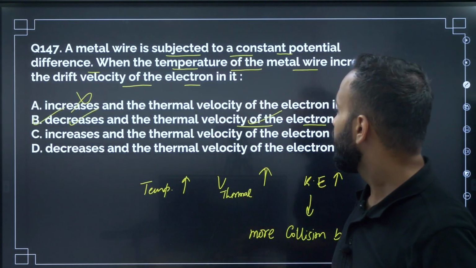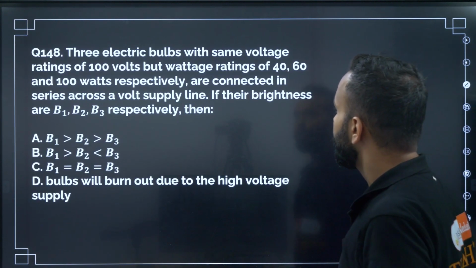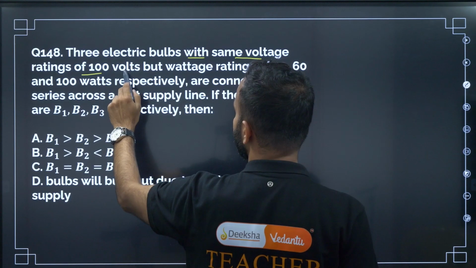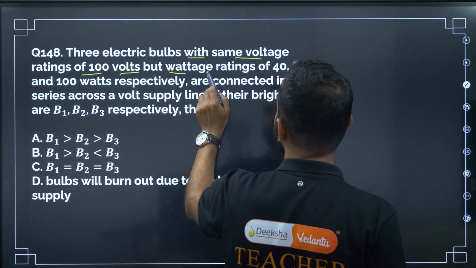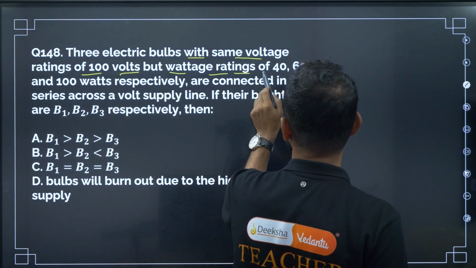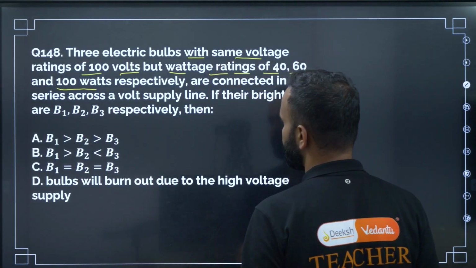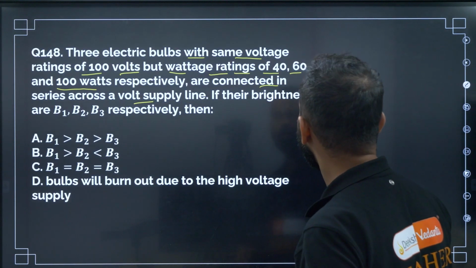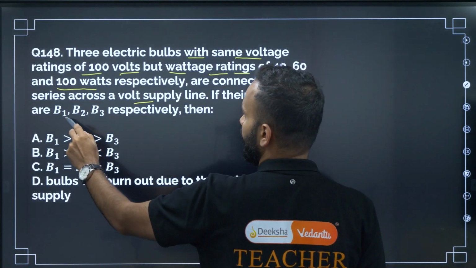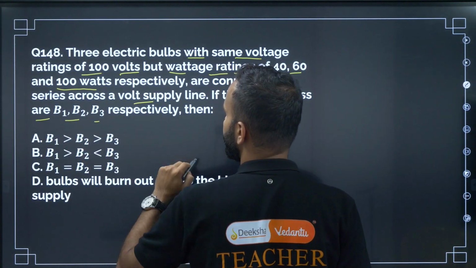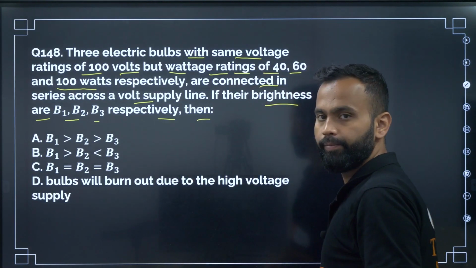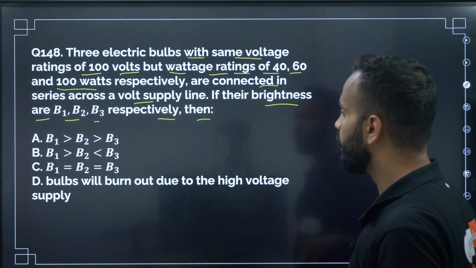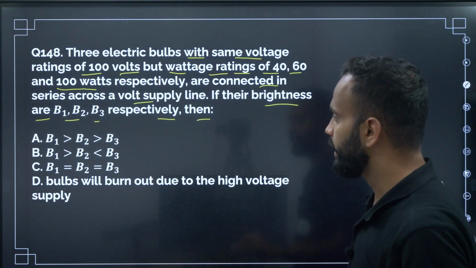Next question, question number 148. Three electric bulbs with the same voltage rating of 100 volts, but wattage ratings of 40, 60 and 100 watts respectively, are connected in series across a supply line. If their brightnesses are B1, B2, B3 respectively, then we need to find the increasing or decreasing order of the brightness.